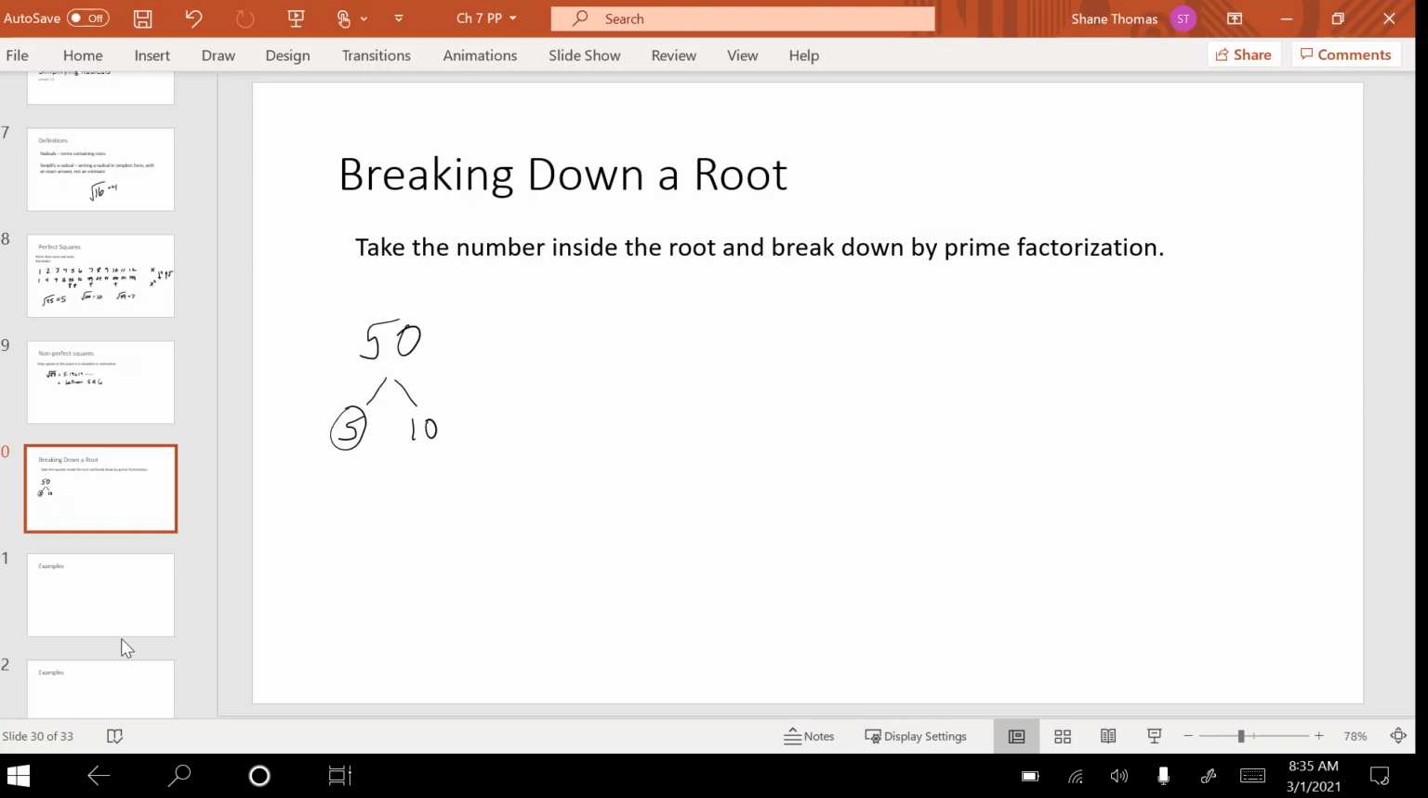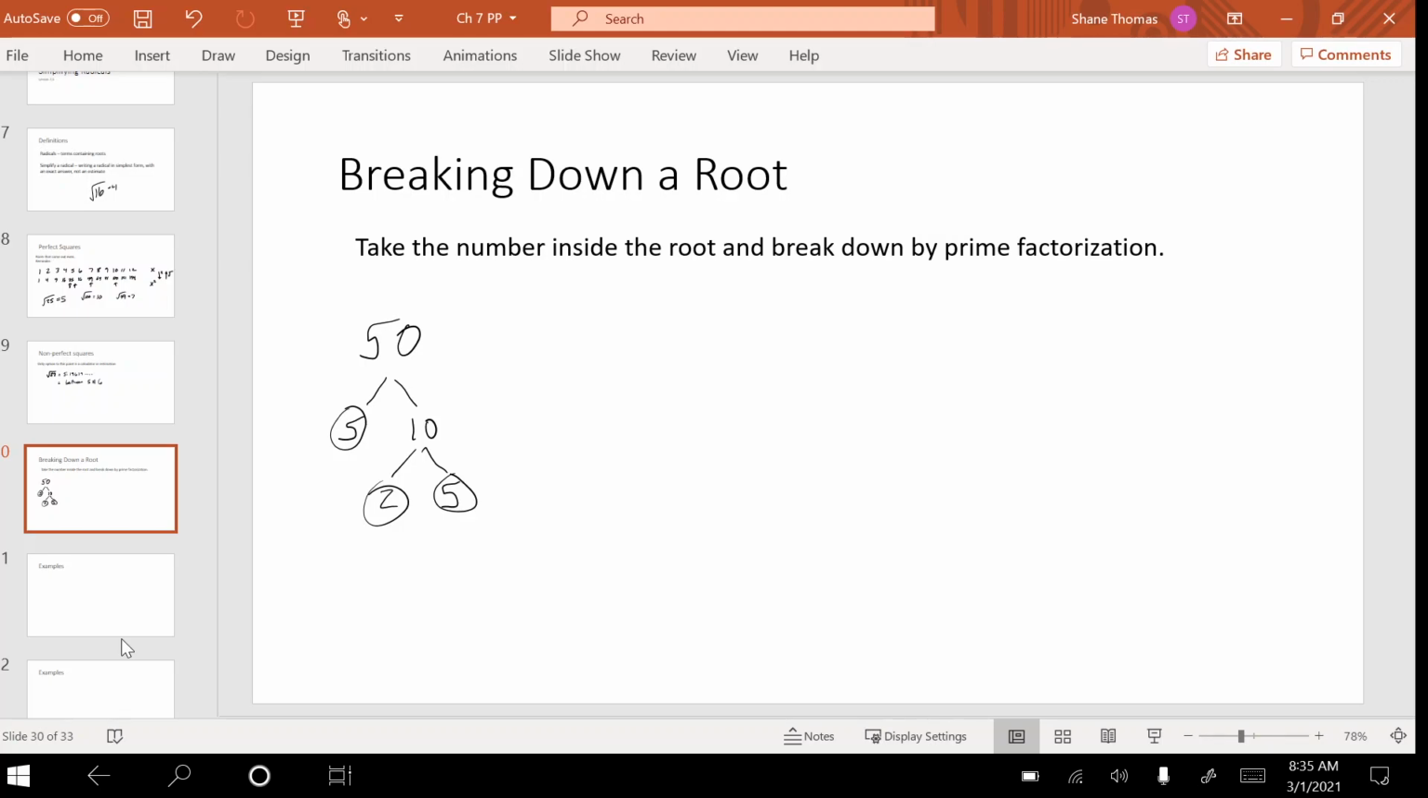And then 10, can I break it down? Yeah. 2 times 5. Are those both prime numbers? Yes. So then you circled it. So then the prime factorization of 50 would be 2, 5, and 5.